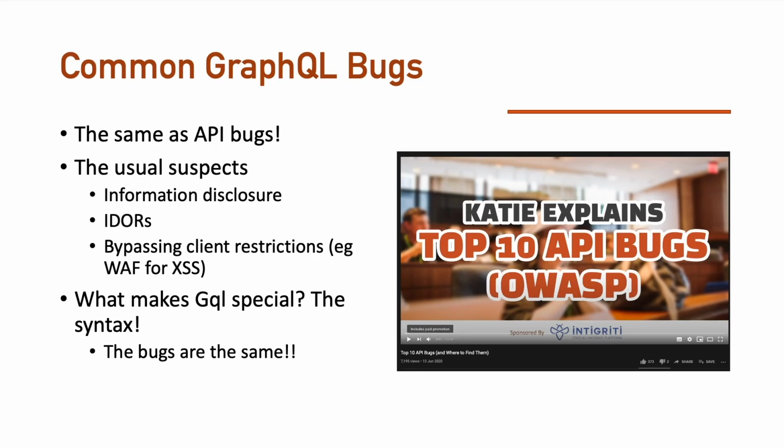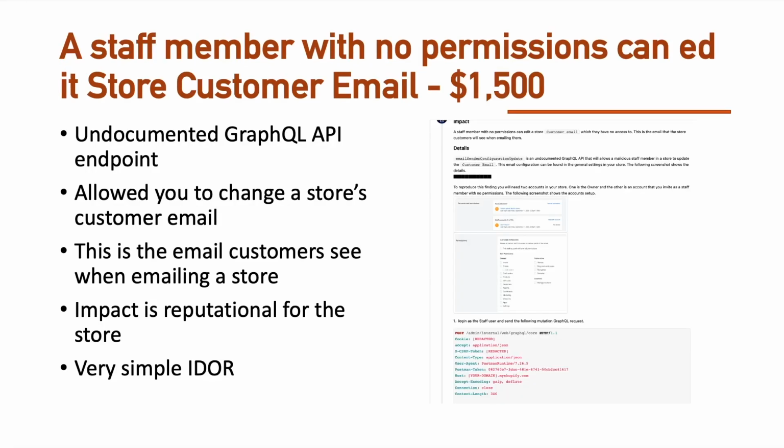I made a video on the top 10 API bugs and where to find them, which is the OWASP API project. All of those bugs can be found in GraphQL APIs. There's nothing different. If you're newer, I would suggest looking for the usual suspects: information disclosure, IDORs, bypassing client restrictions. The only thing that makes GraphQL special is the syntax. The bugs are the same, and I'm going to keep on saying that so everyone knows. The syntax is the hard part. Once you've got the syntax down, you've got these bugs down, okay? Don't worry. So let's have a chat.